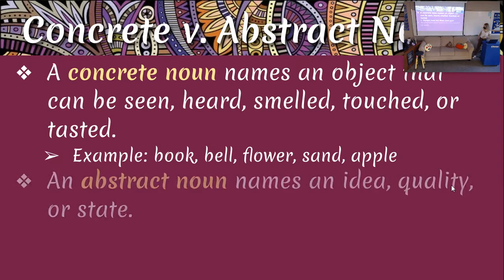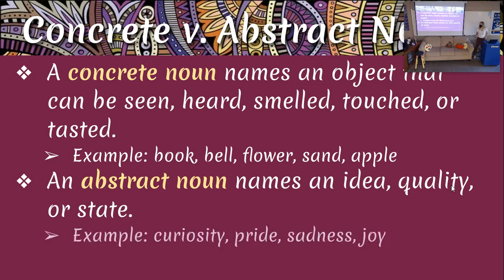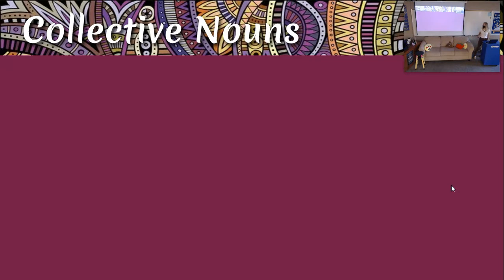An abstract noun, on the other hand, I think is the hardest, because abstract nouns name an idea, a quality, or a state of being. Some examples of abstract nouns would be curiosity, pride, sadness, joy, happiness. They're abstract because we can't sense them with one of our five senses. So just know that nouns can be classified as either common or proper and concrete or abstract. They're going to have one from each of those categories.